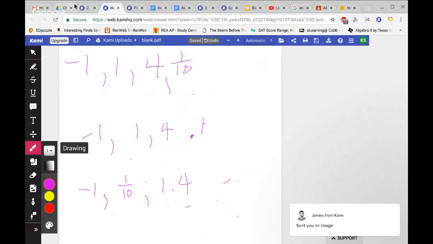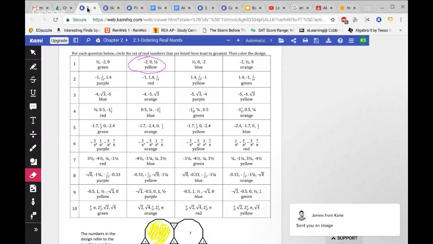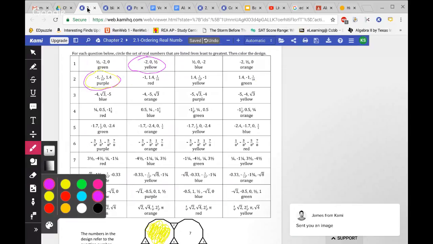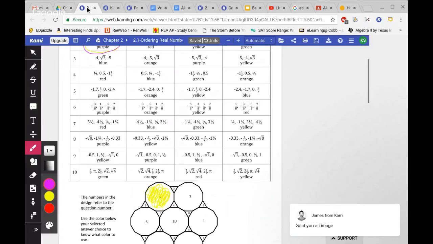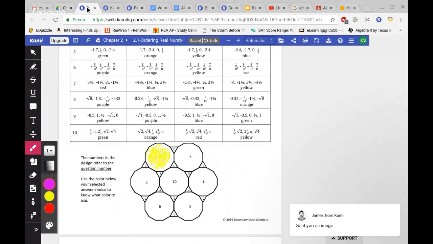We're looking for the one that says -1, 1/10, and 1.4. And that's this purple one right here. This is purple. That first one. So wherever there's a 2, or any 2s, they're going to be colored purple. Like that.